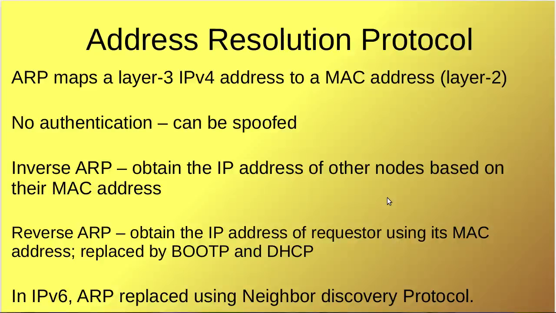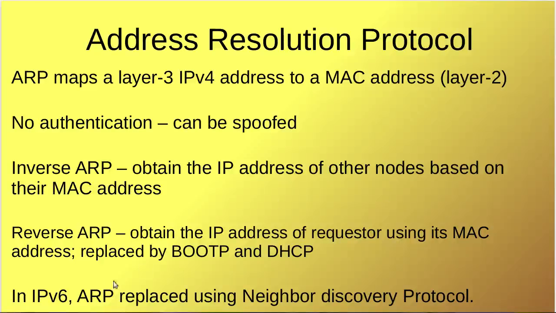There's also inverse ARP, a way to obtain IP addresses of other nodes based on their MAC addresses. So if you find MAC addresses by, for example, accessing the switch, then you can find their IP addresses. There's not much call for using that anymore these days. You can also do reverse ARP, that is, obtain the IP address of a requester using its MAC address. However, this is not used much either because it's replaced by the BootP and DHCP packets.